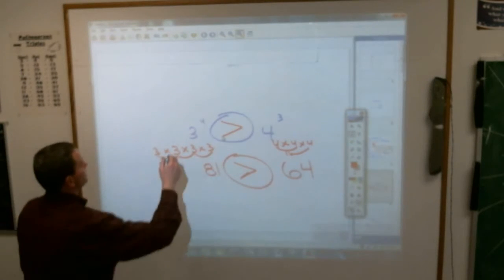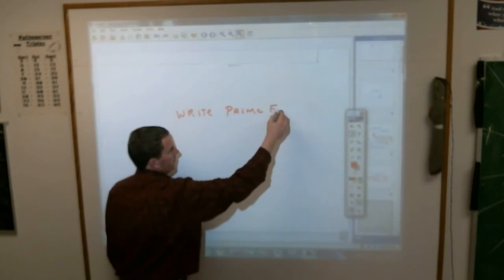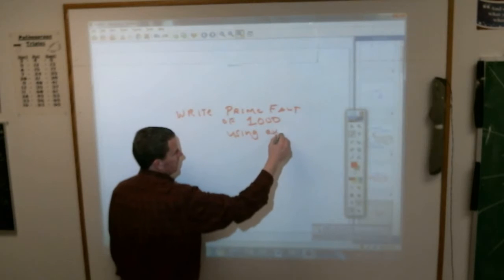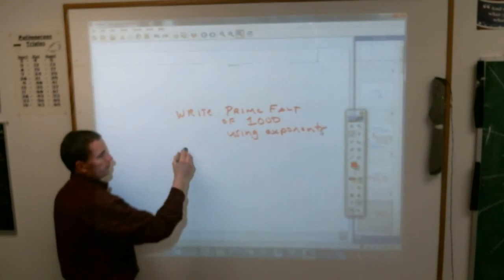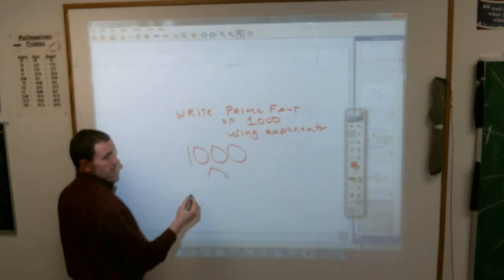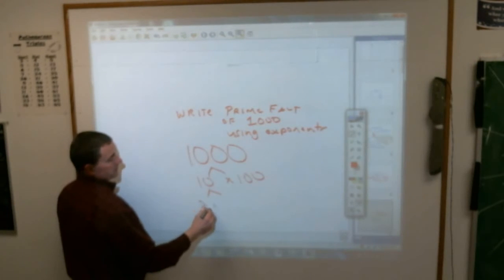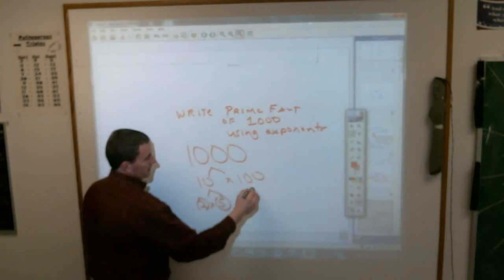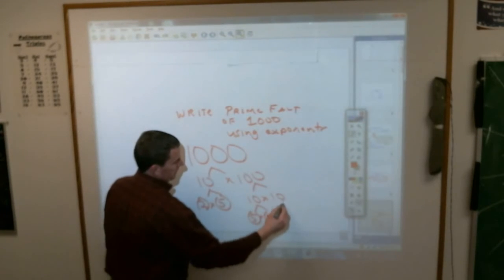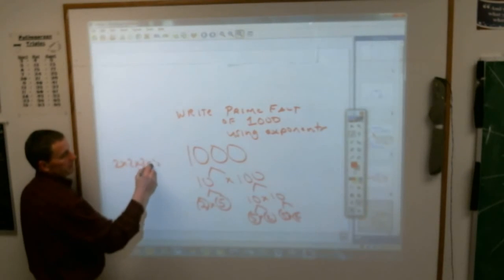Or they'll tell you to write the prime factorization of 1000 using exponents. And what they mean by that is this. If you're prime factorizing 1000, you get what? 10 times 100. Those can be split up. 10 is 2 times 5. Those are prime, so you can stop. 100 is 10 times 10, correct? 10 is 5 times 2. And 10 is 5 times 2. So you end up with this. 3 2s times 3 5s.